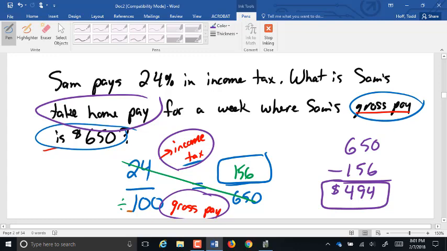So these labels help us avoid calculating something and finding that it's not what we're looking for. They make sure that we're answering the question. Just like that table we did for our word problems for labeling stuff, this labeling in our percents is important to make sure we are actually answering the question that is being asked.